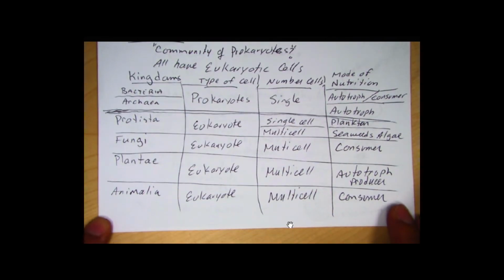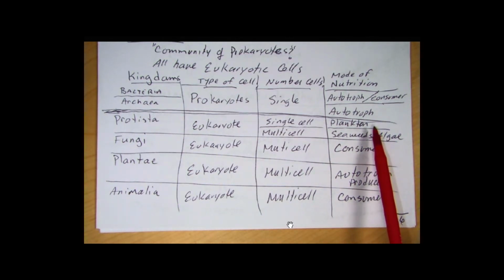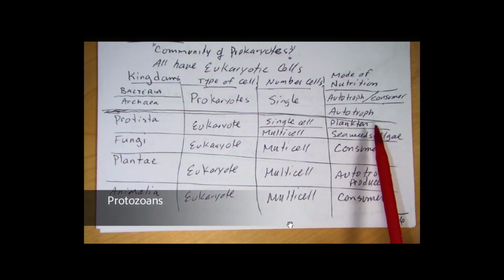And then the other kingdoms here, Protista, fungi, Plantae, Animalia, all these are going to have the more complex eukaryotic cells. Protista is an interesting kingdom, and in this kingdom, there are some organisms that are single-celled and some that are multicelled. And so the single-cell ones, well, there's lots of plankton. There's also amoebas and paramecium, stuff you see in pond water. Those are single-celled, and they're called protozoans.